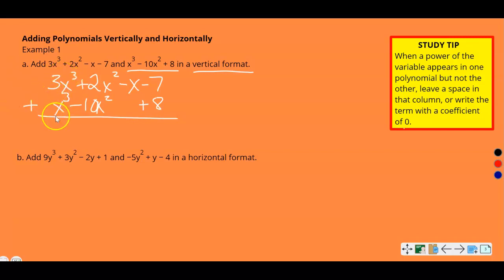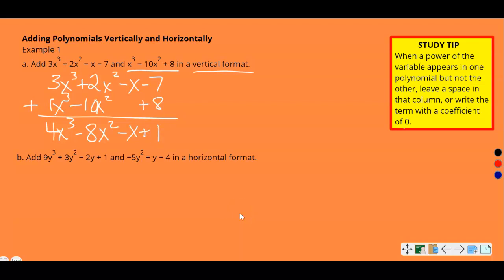Now, if there's no coefficient, that's assumed to be a 1, so if you want to put a 1 there, you can. So 3 plus 1 is 4x cubed. And then I've got 2 plus negative 10. So that's negative 8. I've got negative 1 plus nothing. There was no x term in the second polynomial, so I'm just going to bring down my negative x. And then I've got negative 7 plus 8, which is plus 1.